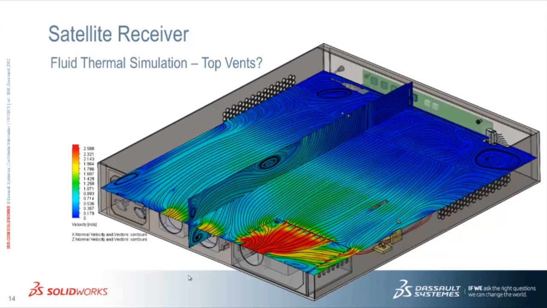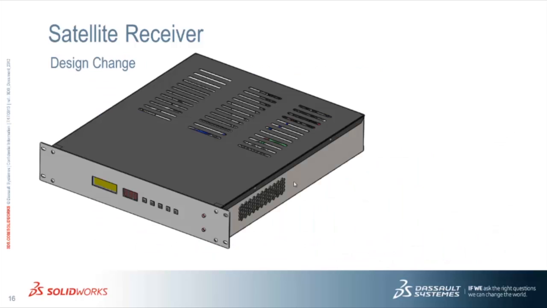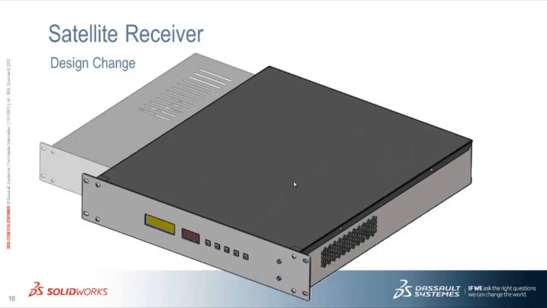So we run some flow analysis with the top vents in there. You can see all this dead air in this back space. We're not getting good air movement. And we run a couple of scenarios where we have a couple of different vents, and then we run another one where there's no vents in the top. And turns out that by having no vents in the top lid, you actually end up with better cooling profile inside the thing. So engineers say, no more vents. We're going with a new design that has no vents.